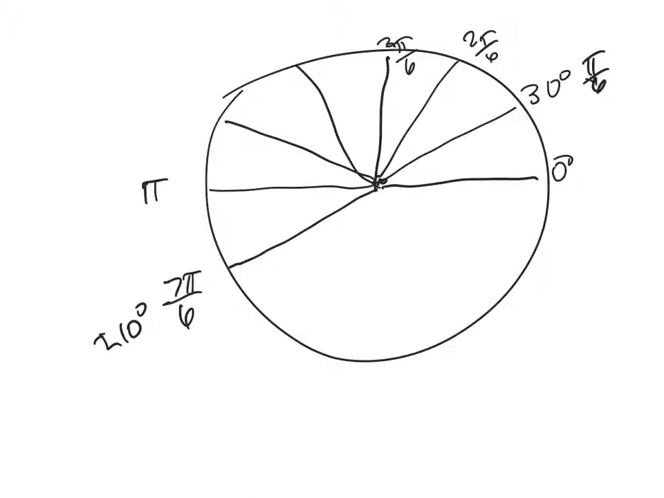Would you agree that 7 pi over 6 is the same as 7 pi over 6s? That's the same as 7 pi over 6, right? And aren't pi over 6s 30s? 7 times 30, 210. It's 7 pi over 6s, and pi over 6s are 30.